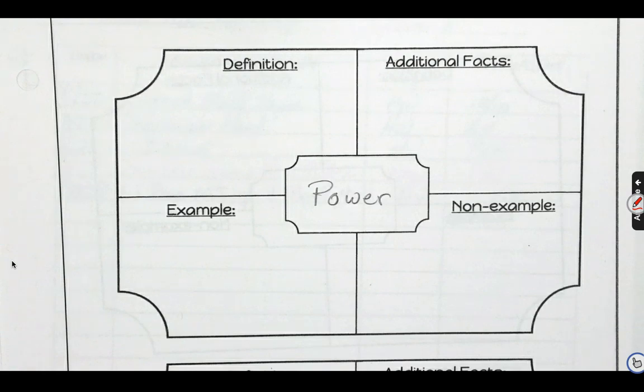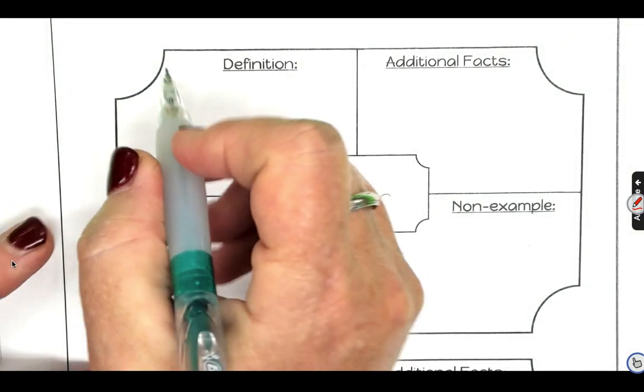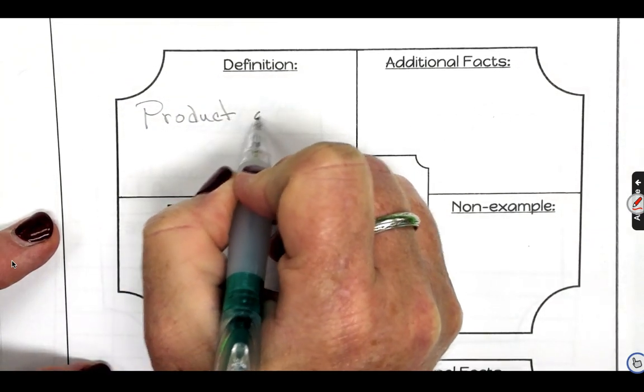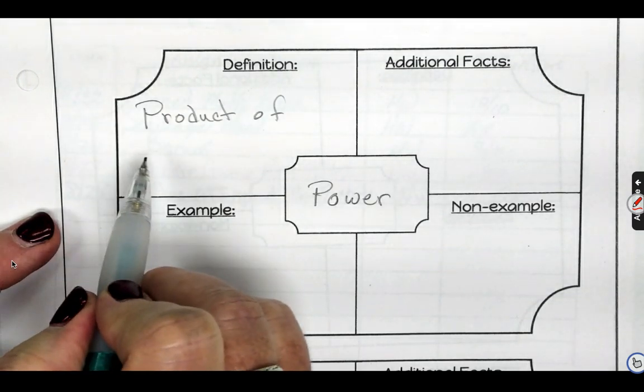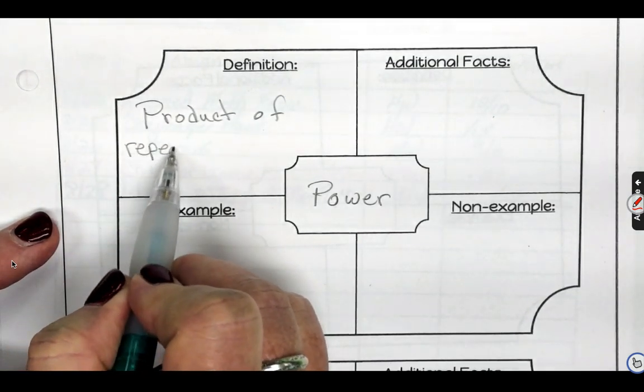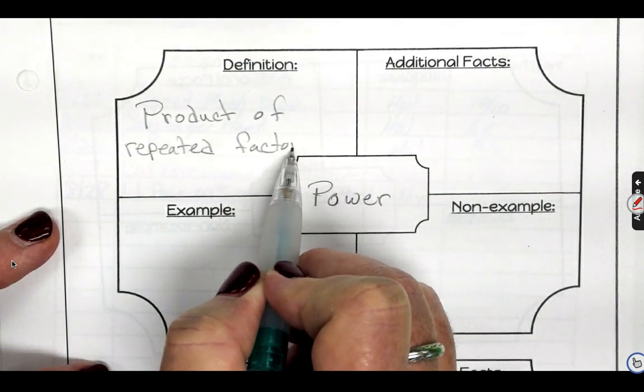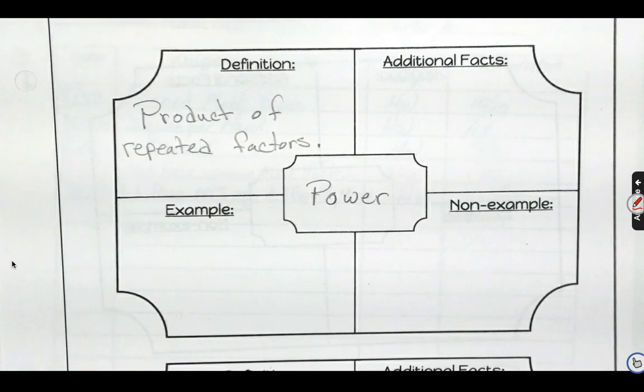Okay. What is the definition of the word power? It's on your notes that you have right there in front of you. Product of repeated factors. Okay. So it's a product of repeated factors. All right. Now that's a definition. That's a mathematical definition, isn't it? A mathematician might say that, right?